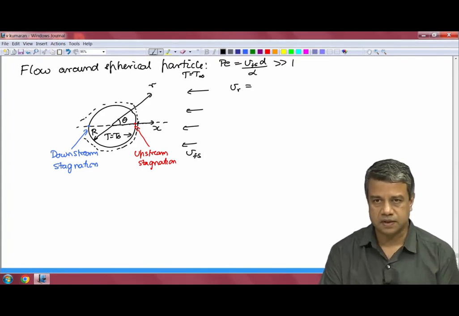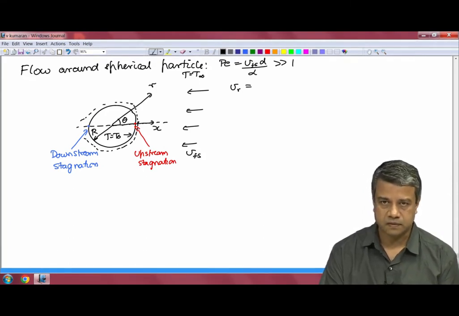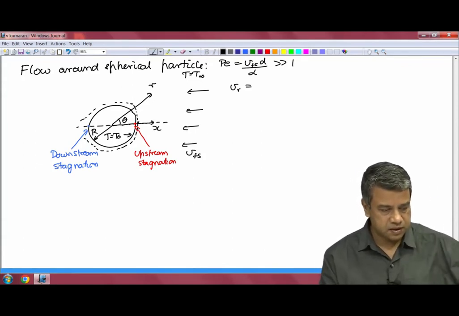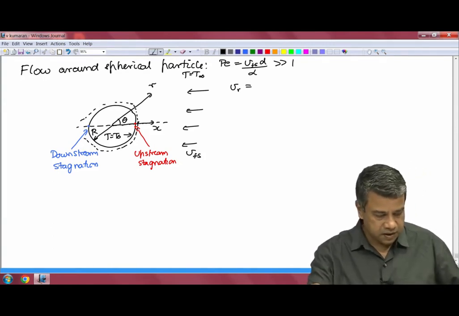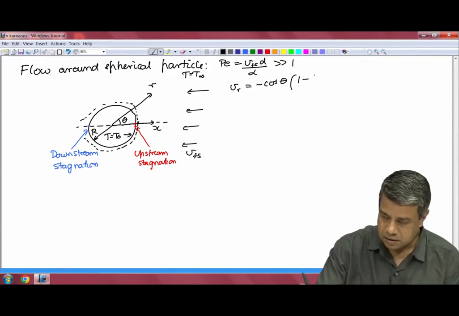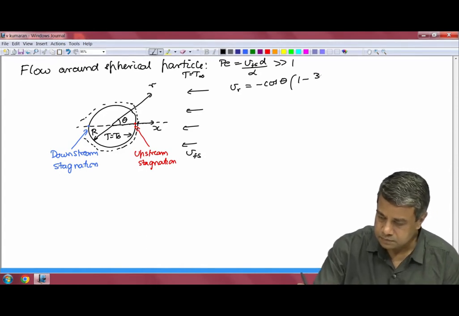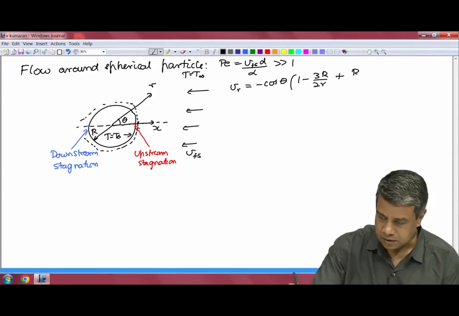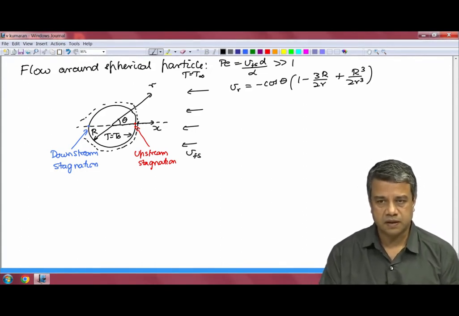We can obtain this velocity field by solving the Navier-Stokes equations in the limit of low Reynolds number for a laminar flow. But that is outside the scope of this course. So, for the present, we will just assume that these velocities are given. Vr, the velocity in the radial direction, is equal to minus cos theta times 1 minus 3R by 2r plus R cubed by 2r cubed. That is the analytical solution for the velocity field in the radial direction.